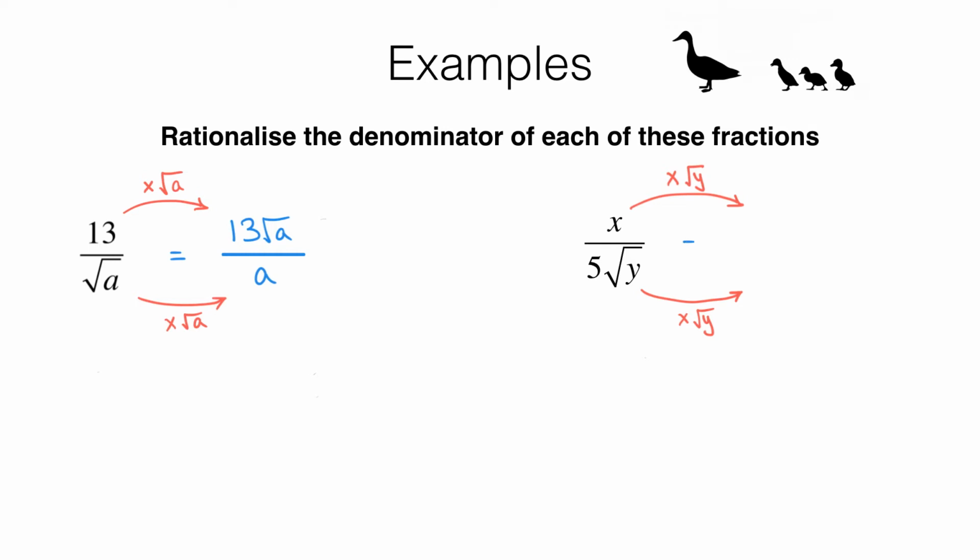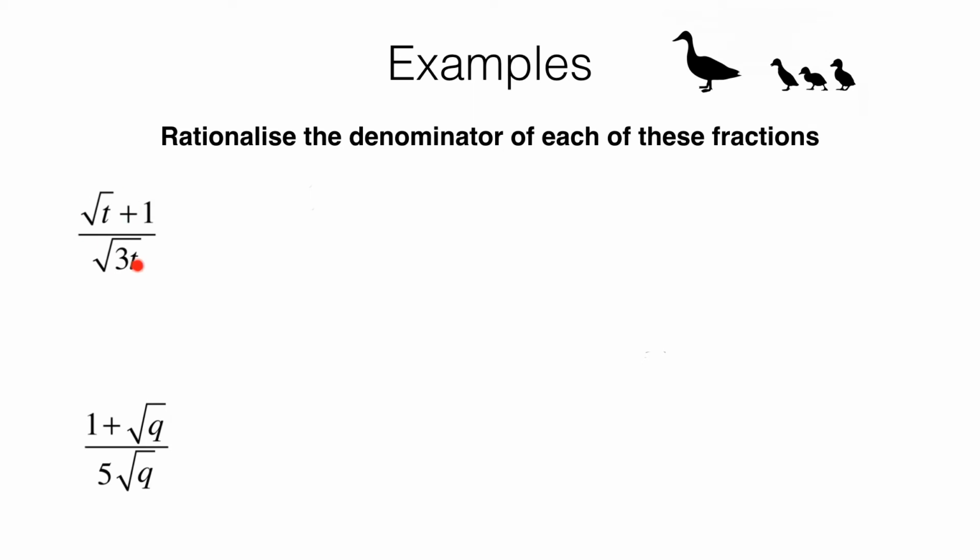Here's what you should have found. For the numerator, we have x multiplied by root y, which is simply x root y. And for the denominator, we have 5 root y multiplied by root y. Now that's 5 times root y, don't forget the invisible multiplication sign in there, multiplied by root y again. Now multiplying those root y's just gives us y, so we have 5y. And there's our answer.